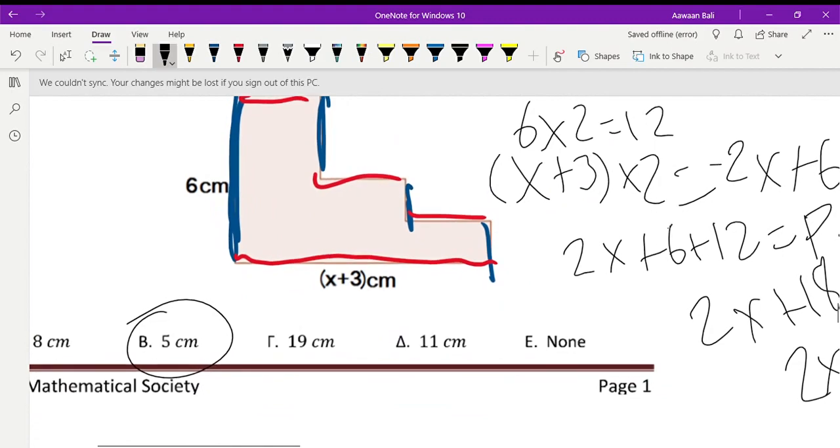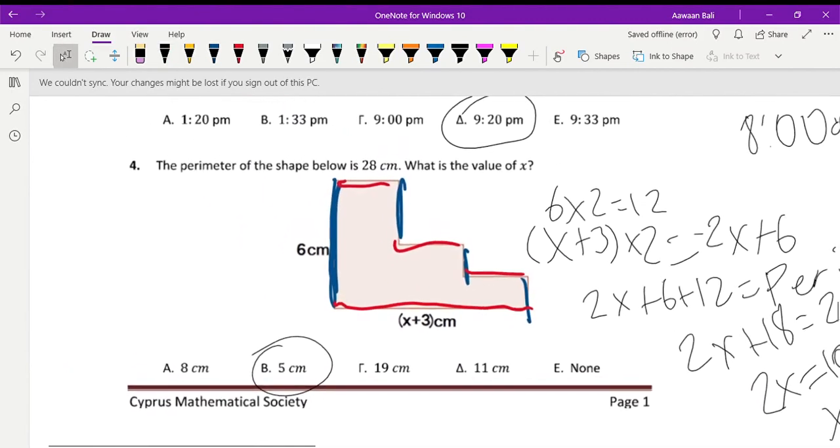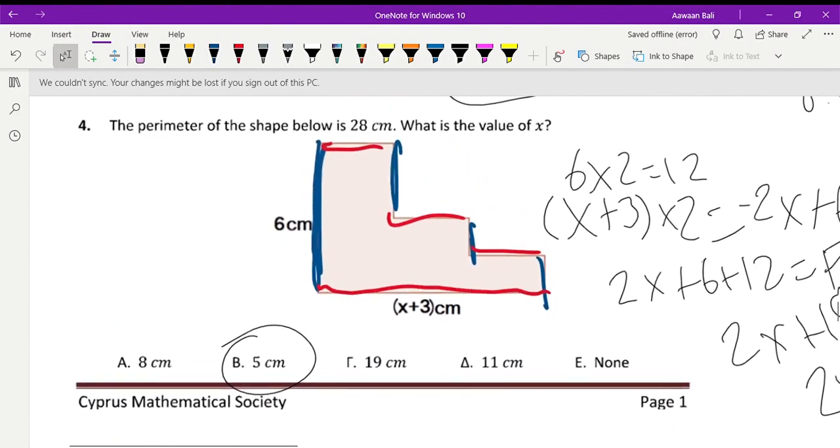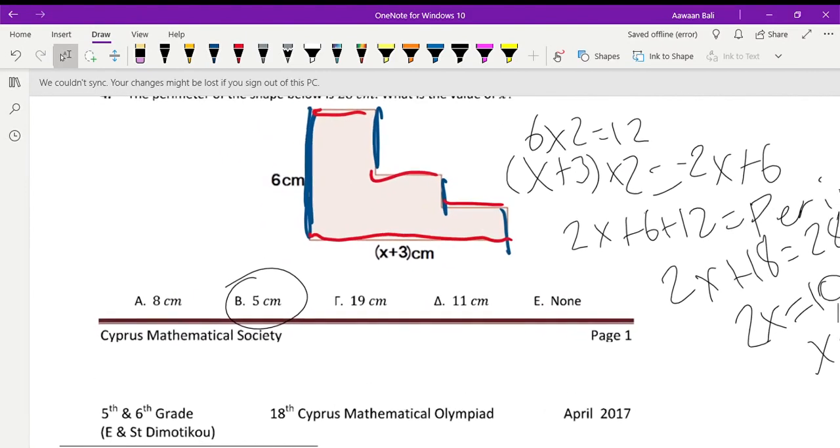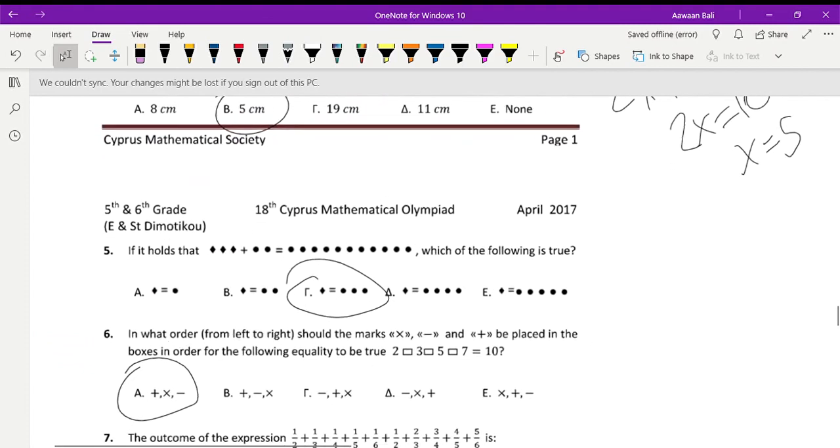that when we have x plus 3, well, basically we find the value of x directly, which is 5. And if you want to check it, you have 6 times 2, 12, and 5 plus 3 is 8. So 8 times 2, 16. 16 plus 12, 28. So therefore the answer is Vita, 5 centimeters.